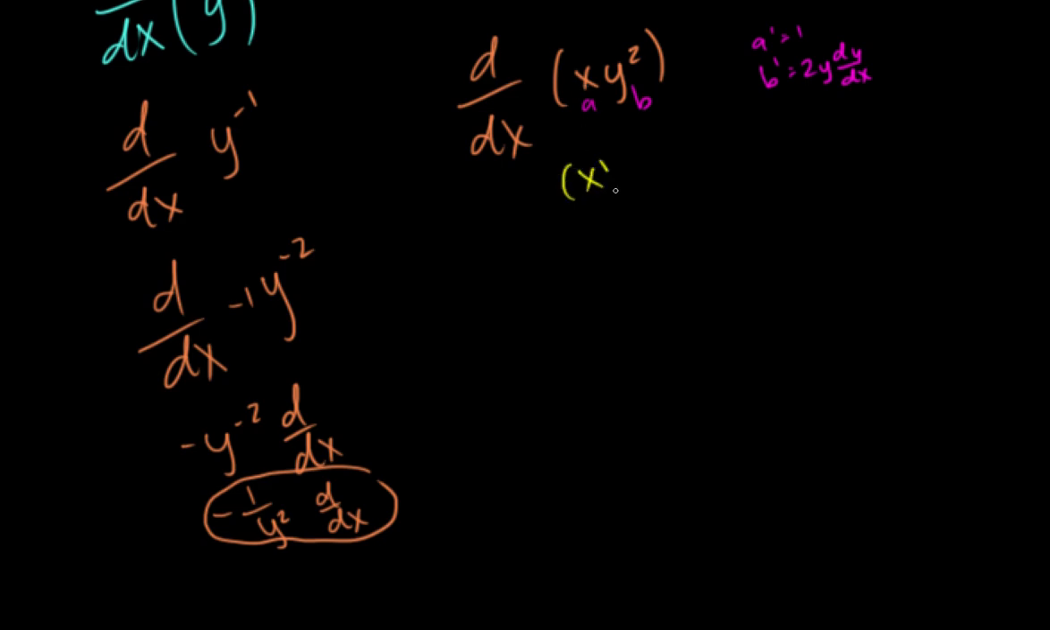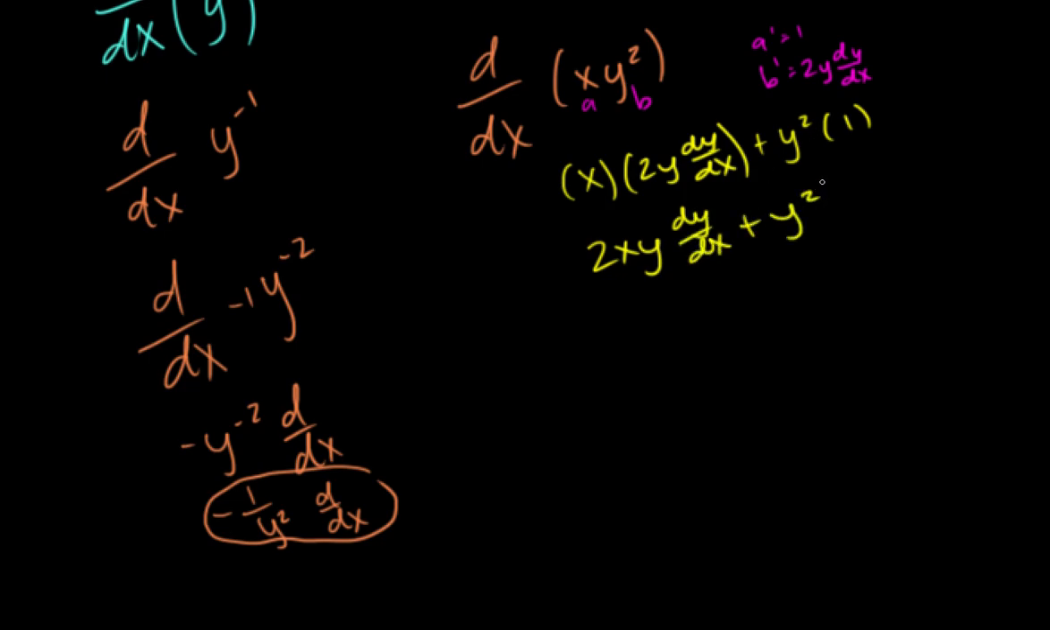So we're going to write the first one times the derivative of the second one plus the second one times the derivative of the first one. And we just kind of multiply this through. So we're going to get 2xy dy/dx plus y squared.